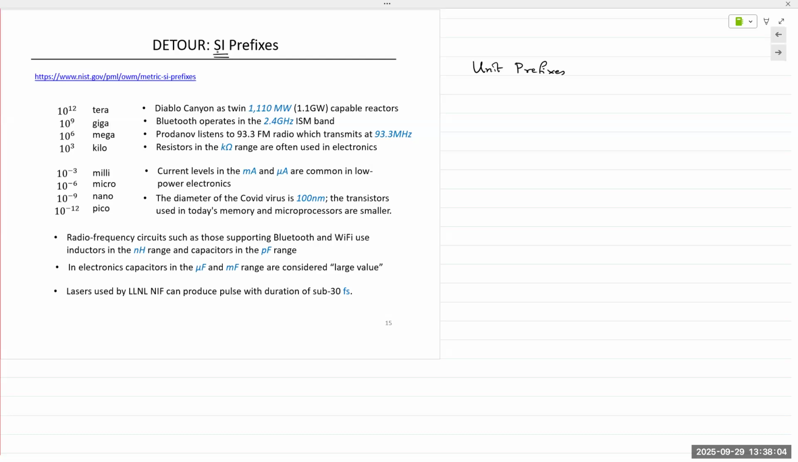Anyone? That is correct, 2.4 gigahertz. So a few years ago, the FCC, meaning the government, opened up the 2.4 gigahertz frequency spectrum for consumer devices.